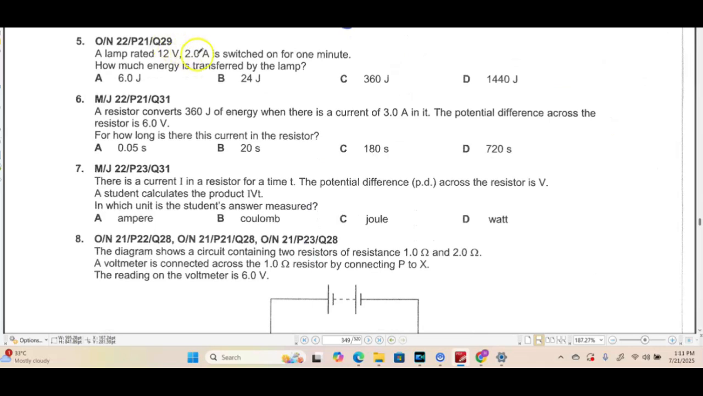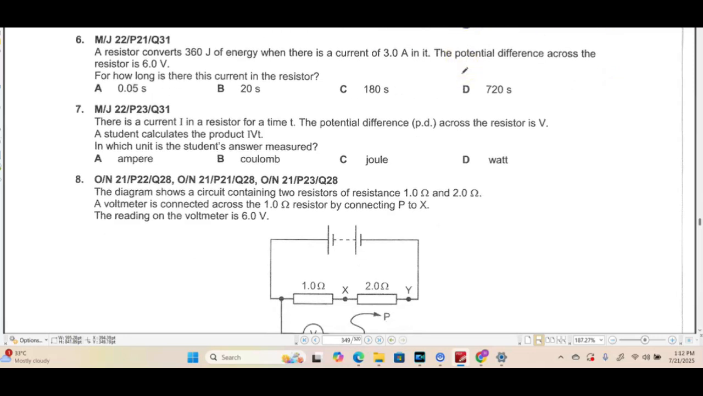A lamp rated 12 volts, 2.2 amperes is switched on for 1 minute. How much energy is transferred by the lamp? Energy, potential difference, current and time are connected by the formula VIT. So energy is equal to 12 into 2 into 1 minute, that is 60 seconds. This is going to give us an answer of 1440 joules of energy. So D is our correct option.